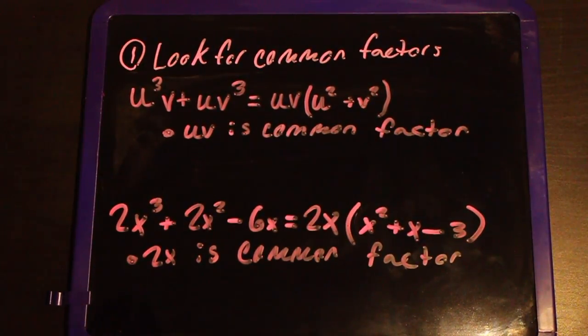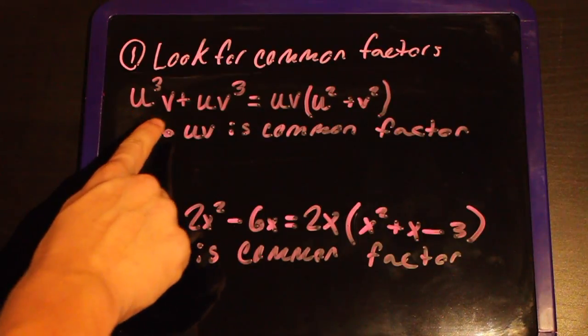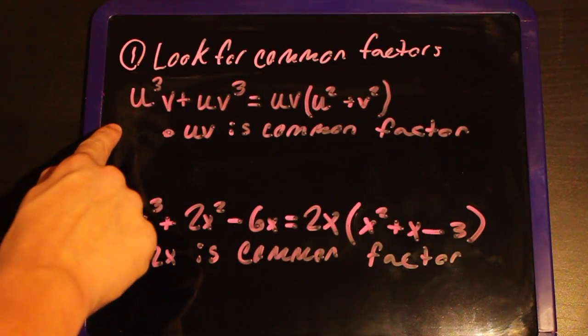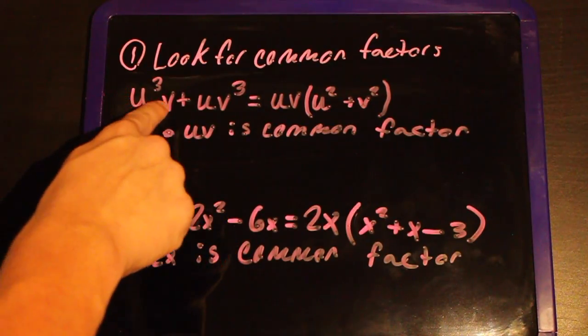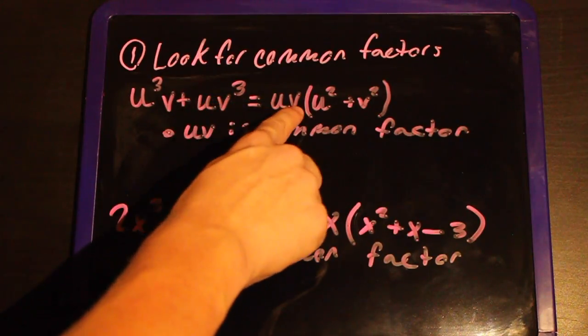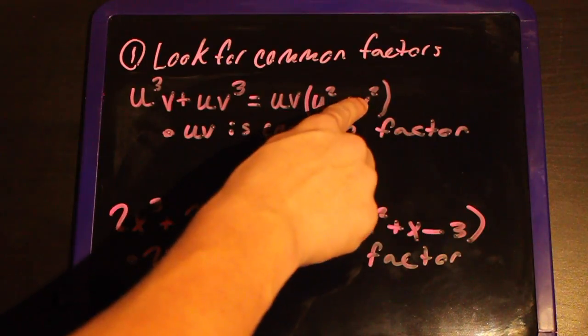So when we look for common factors, we're going to look at the two terms of a polynomial and see what they have in common. As we can see here, our polynomial is u cubed v plus uv cubed. Now, if we think about what we have in common here, uv is the common factor, so we're going to pull uv out of the polynomial, which will give us uv parenthesis u squared plus v squared.